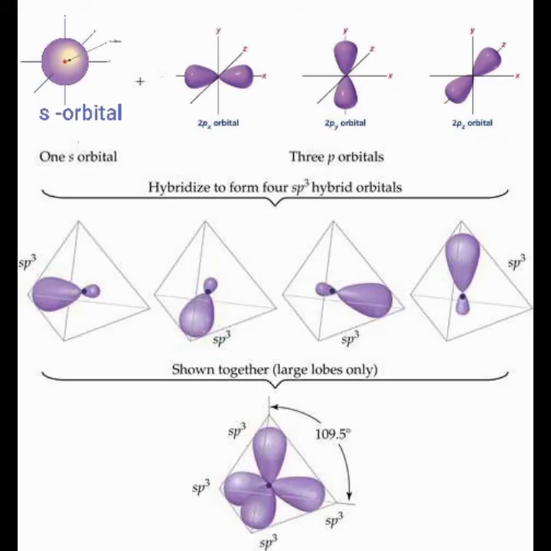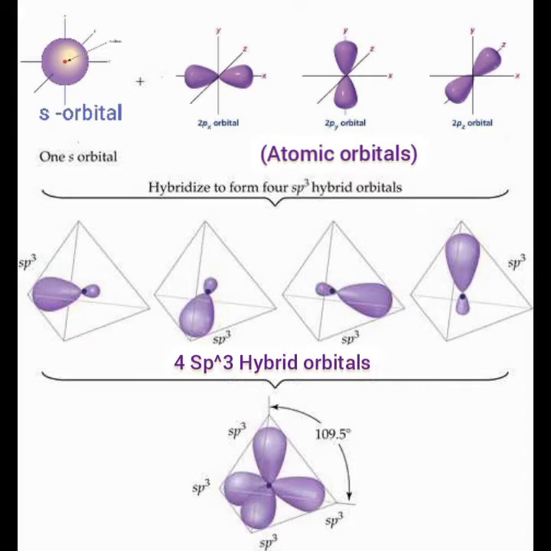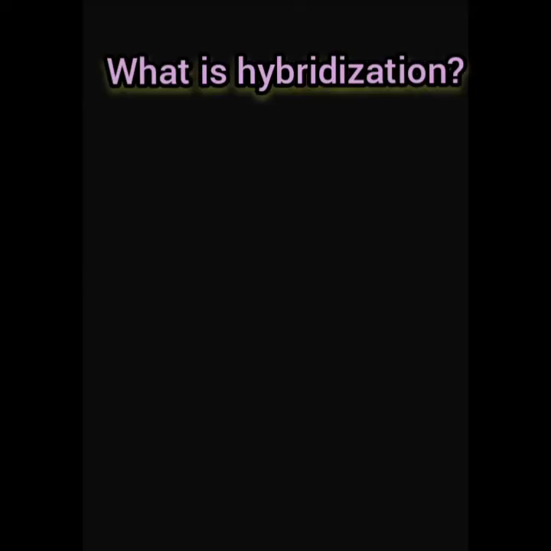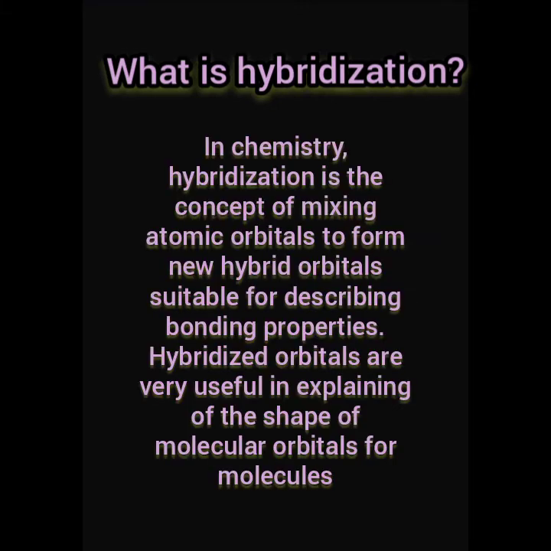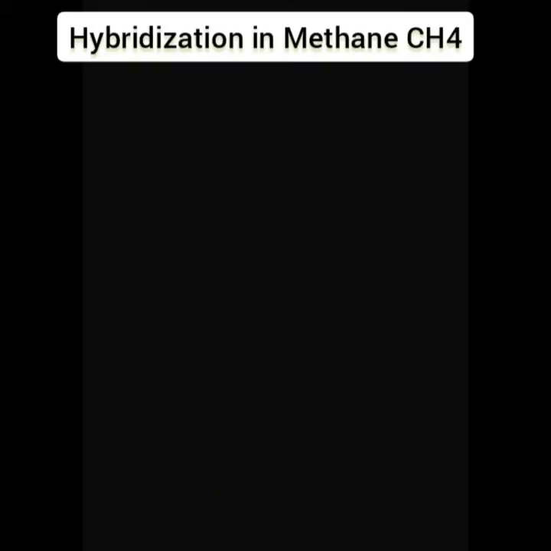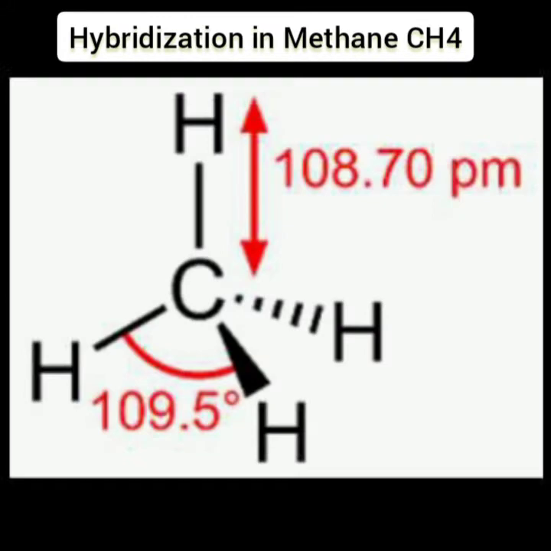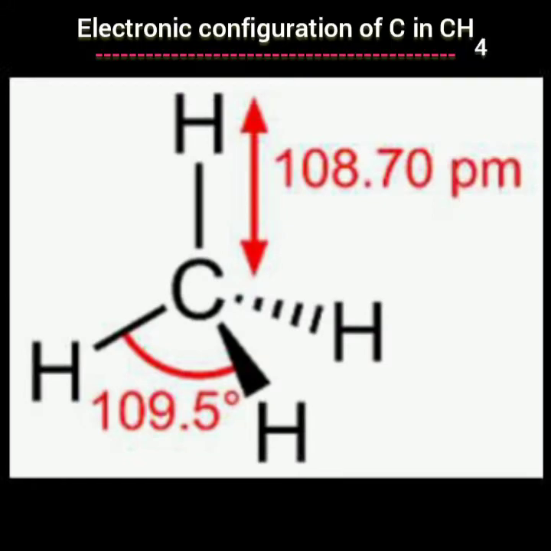Let us see what is hybridization and how atomic orbitals are mixing and forming 4 sp3 hybrid orbitals. First we can see what is hybridization. In chemistry, hybridization is the concept of mixing atomic orbitals to form new hybrid orbitals. It is suitable for describing bonding properties. Here we are going to see hybridization in the methane molecule.